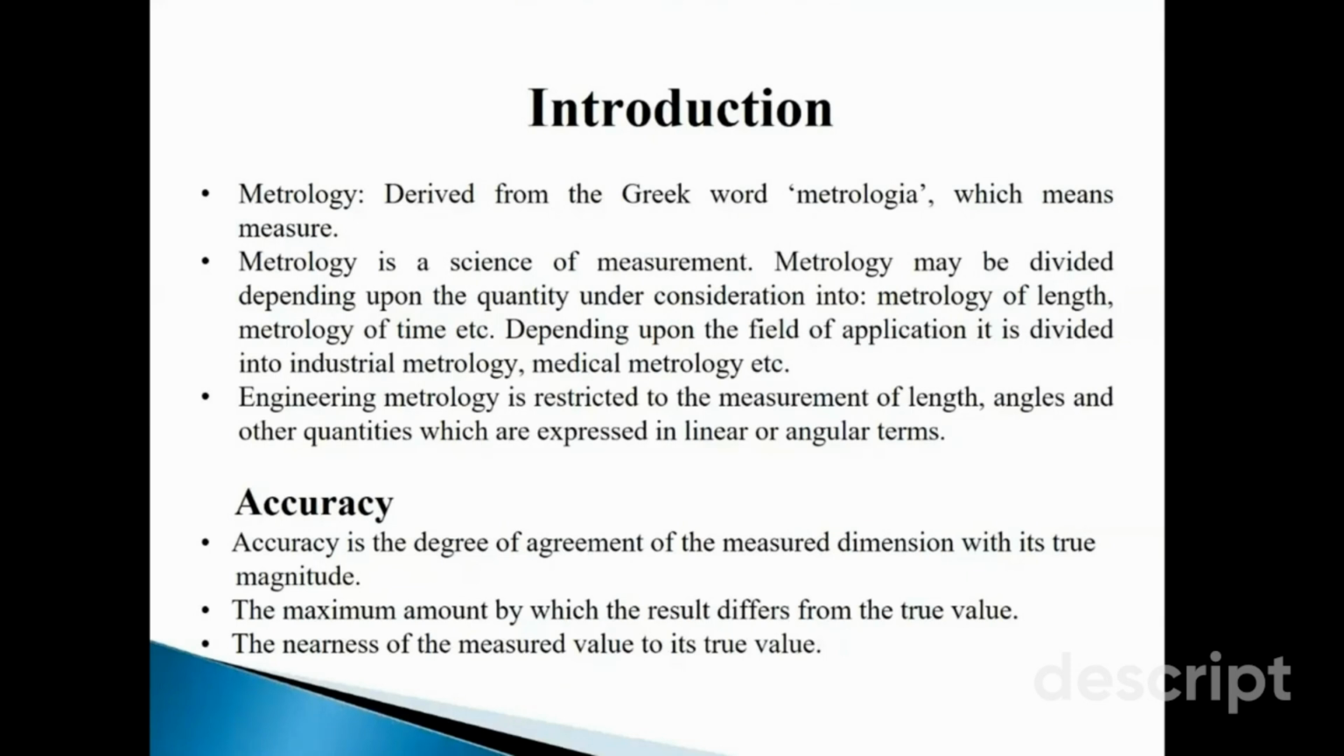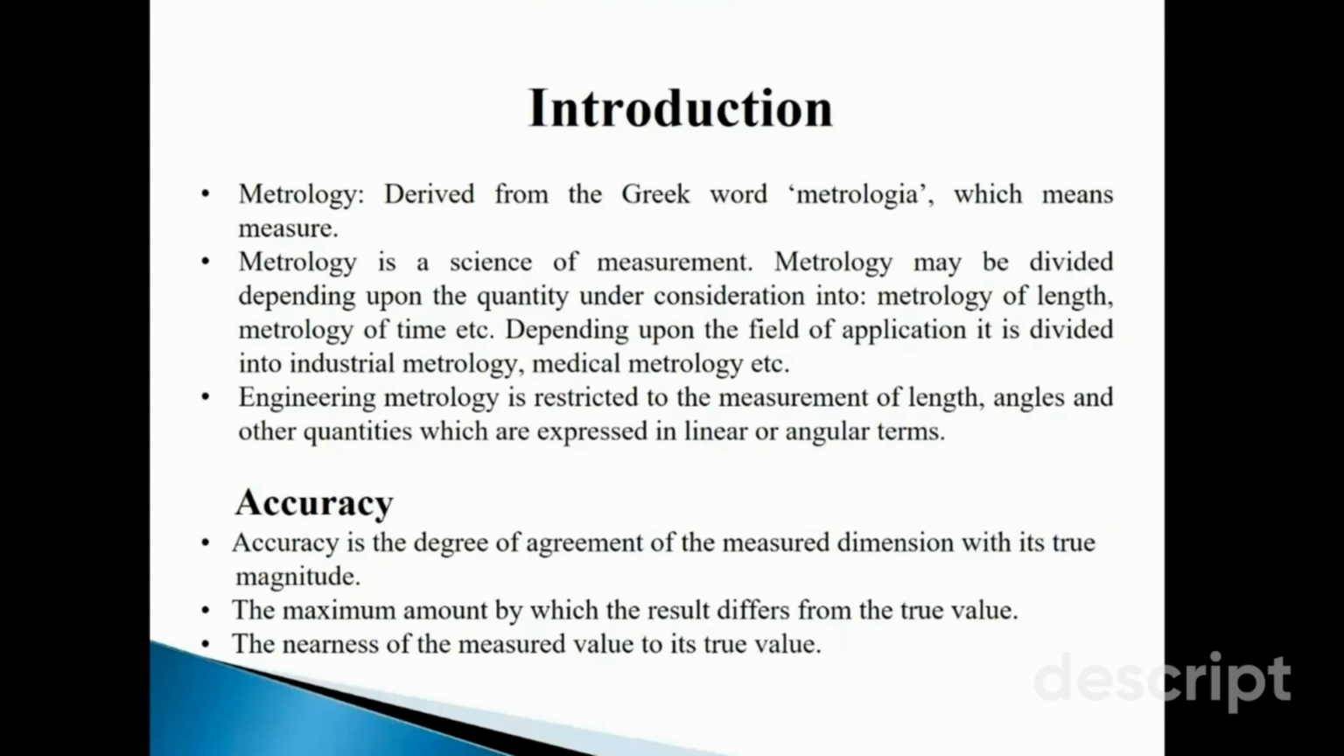Take an example. If you go to a market and want to purchase a shirt or pant, you have a measurement in your mind. You see whether it is a small size, medium size, large size, or an extra large size cloth. Depending upon the size and measurement which suits your particular shape and body size, you purchase that cloth. In engineering or industrial metrology, we mainly focus on measurement of length and angles. Length, angles, temperature, and other quantities are expressed in linear or angular terms. Temperature you can measure in degrees Celsius and Fahrenheit, so that is also measurement and also comes under metrology.